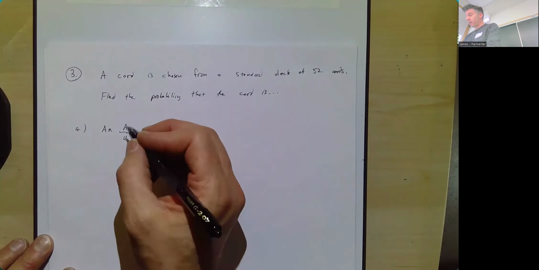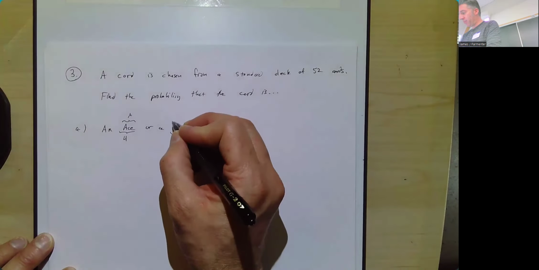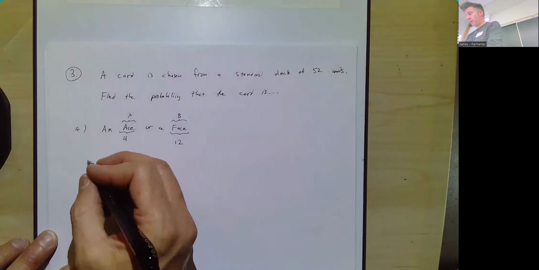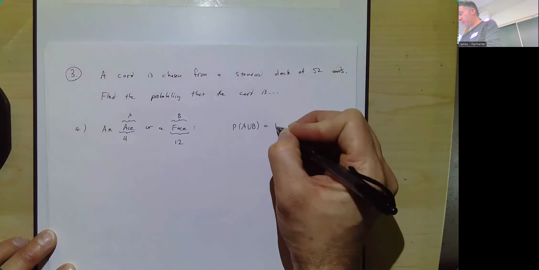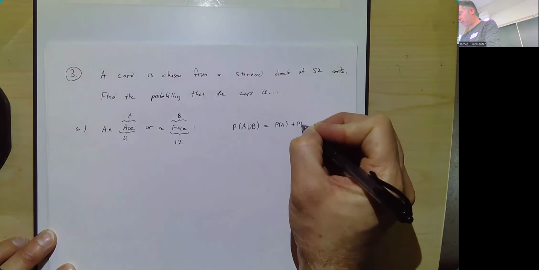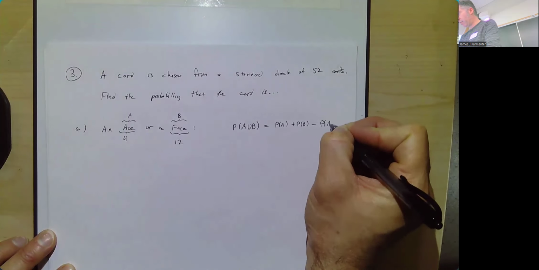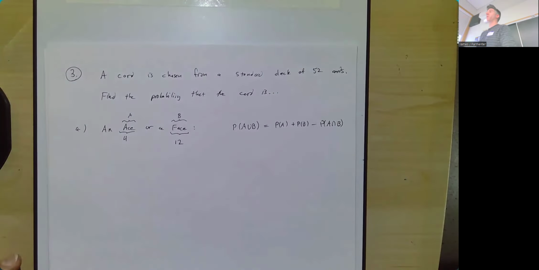So if we call being an ace event A and being a face card event B, then the probability of A union B is the probability of A plus the probability of B minus the probability of the overlap or the intersection. Yeah, sorry, question. Joker's not in play. There is no Joker. It's unfortunate that Joker and Jack both start with J, but when someone writes a J, they mean a Jack, not a Joker. Good question. That would be an interesting way to make it more complicated.